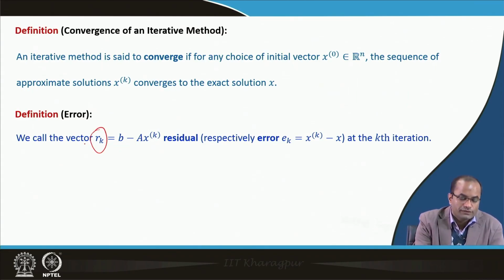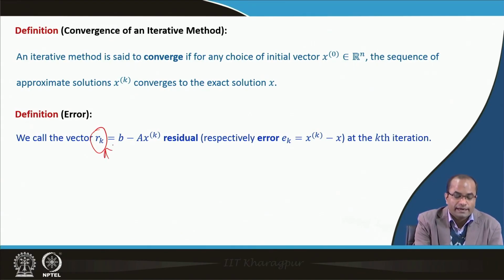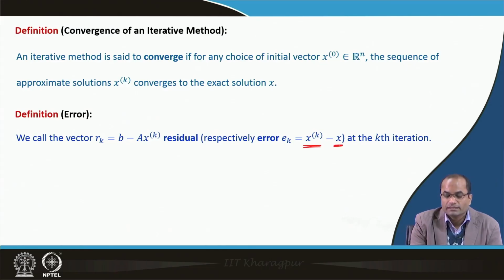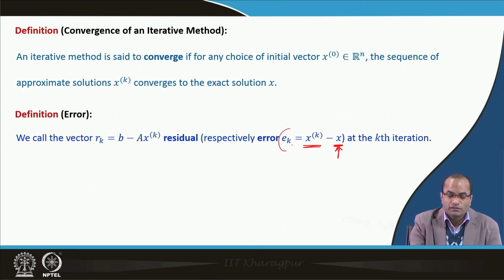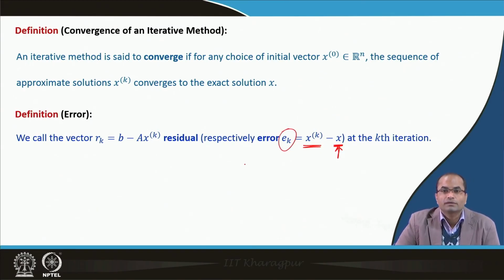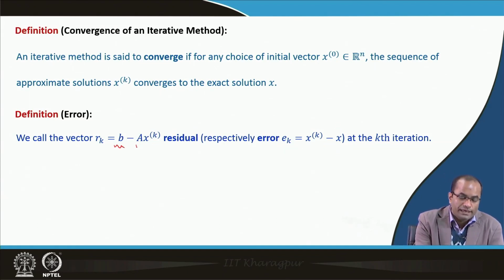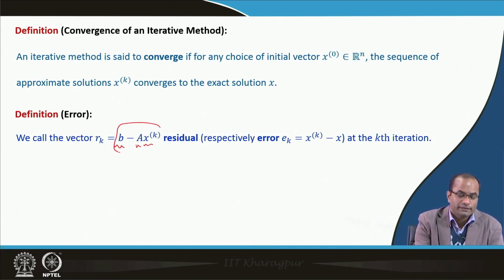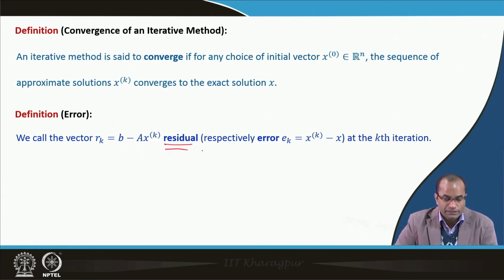So this gives a notion of the error itself, and this is called the residual at the kth iteration. The actual error is x k minus x, but the actual solution x may not be known, so this error may not be computed, because here we need the actual solution x. But b is known, A is known, and x k is the approximate solution. So we can readily compute this b minus A x k, and that will give the notion of the error, which is called the residual.